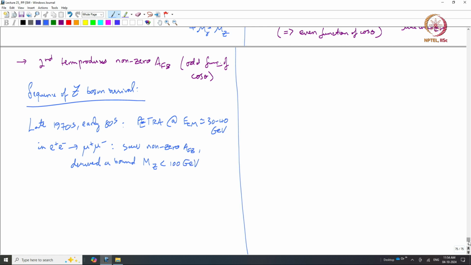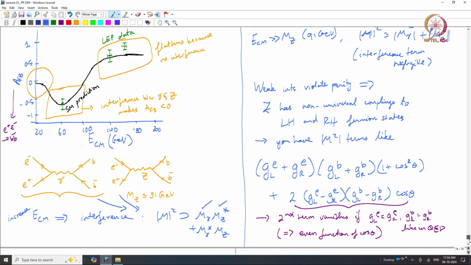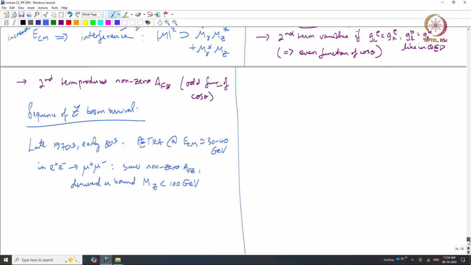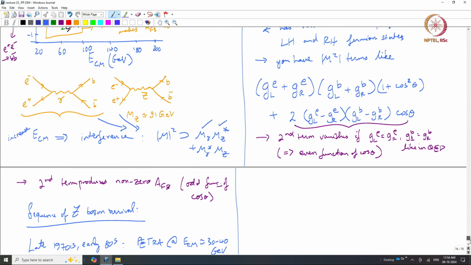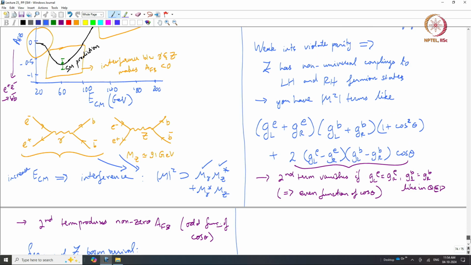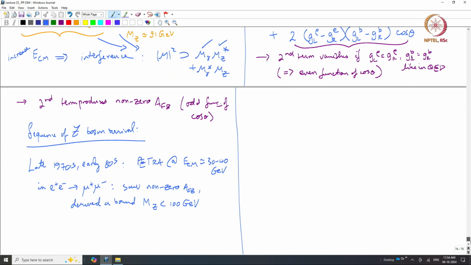Because if the mass is too heavy, you are not going to see the forward backward asymmetry at 20 to 30 GeV. By looking at the shape of how the forward backward asymmetry was moving with respect to the center of mass energy, using that they were already able to set a bound on what the mass of the Z should be, that the Z should be maximum 100 GeV to produce these effects.